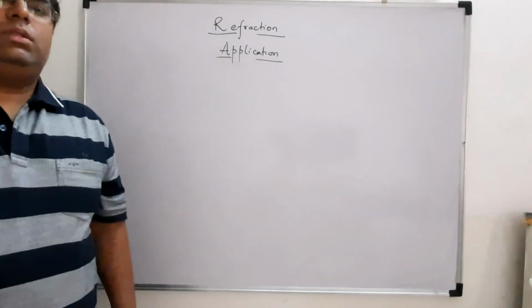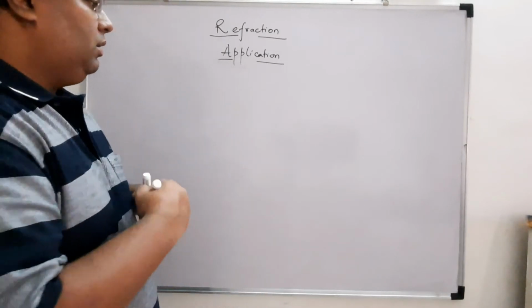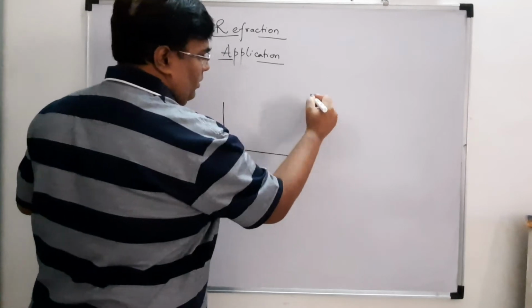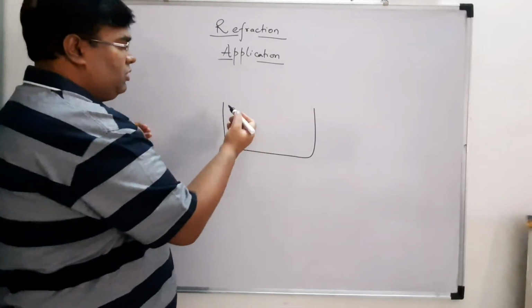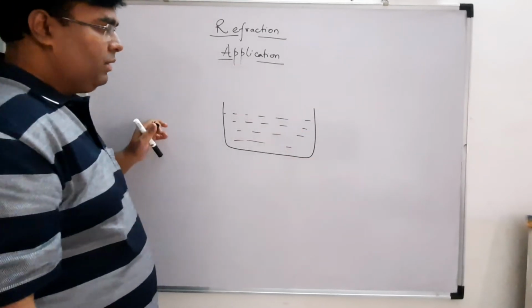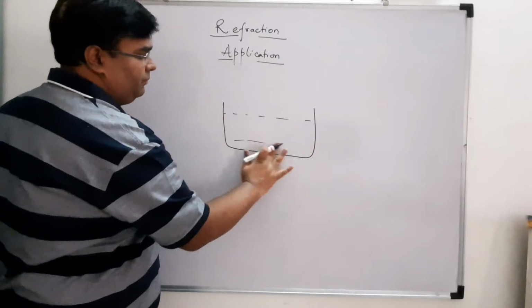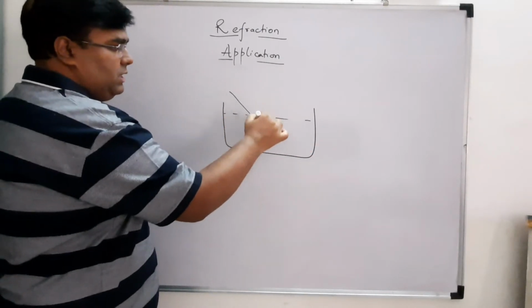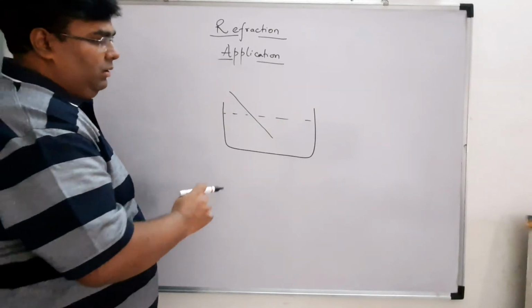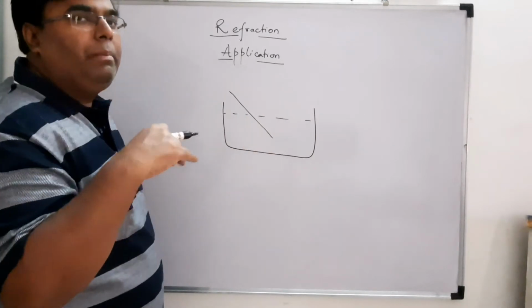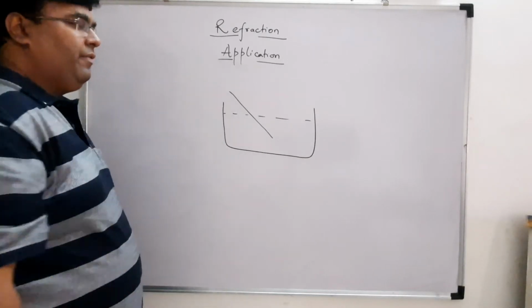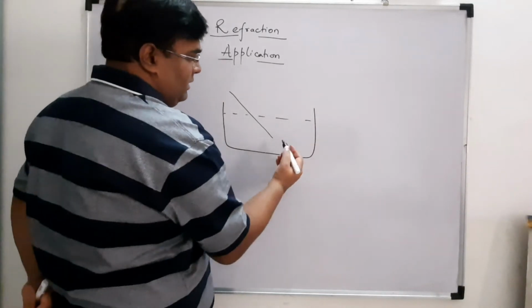Okay, let's talk about another application of refraction. Suppose there is a bucket or container which has some liquid in it, and if you put a stick like this, then what will happen? The stick looks a little bent. This bending of the stick is because of refraction. How does it appear? Just understand this.